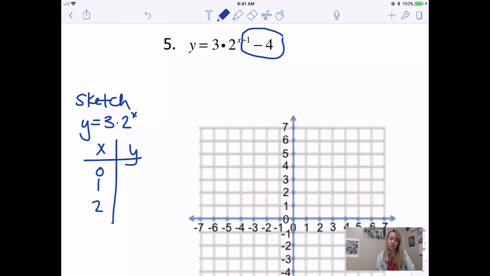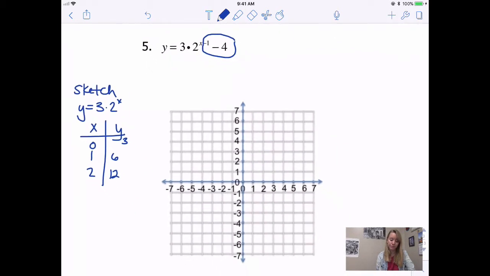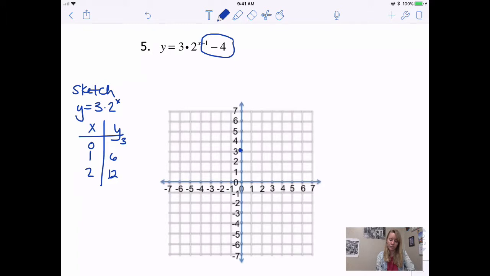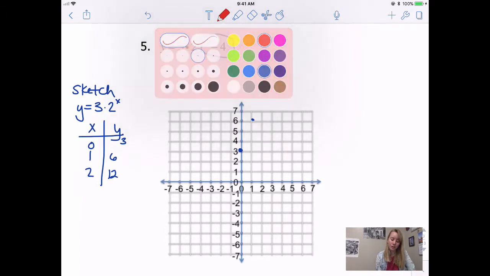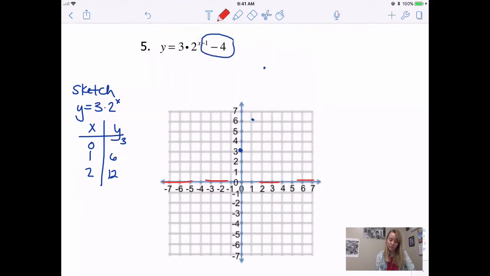When you plug in 0, you get 3 times 2 to the 0, which is 3. Plug in 1, 3 times 2 to the 1 is 6. Plug in 2, 3 times 2 squared is 12. So I graph 0, 3, 1, 6. 2, 12 is way off the graph, but we can still graph it. And then I draw my asymptote. Okay, one side goes toward the asymptote. Make sure it goes all the way down close to the asymptote. The other side goes away.